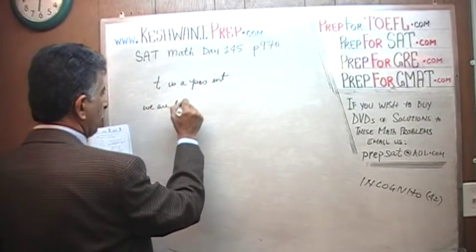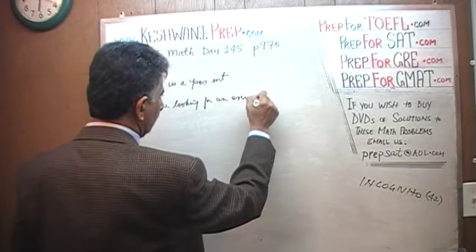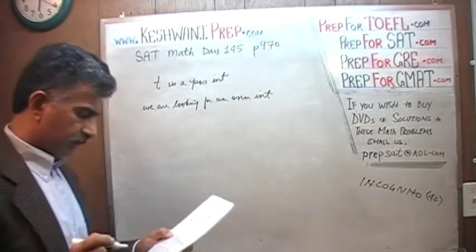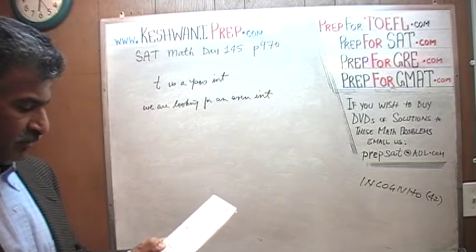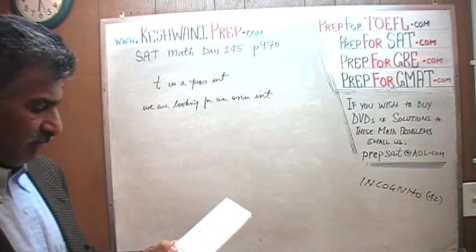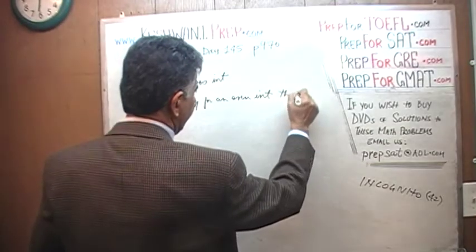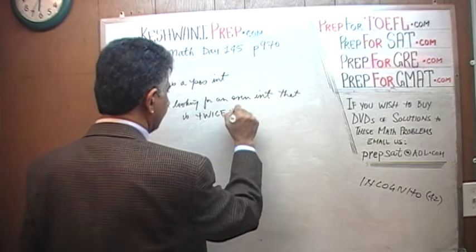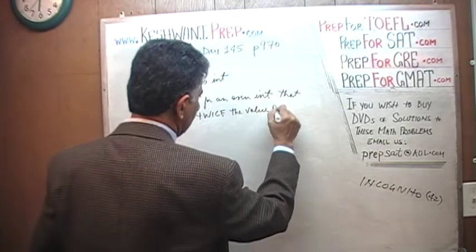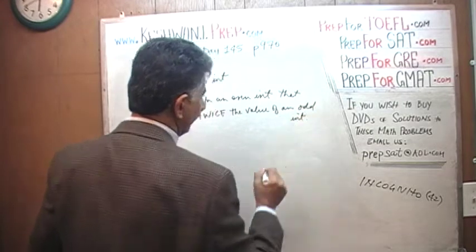We are looking for an even integer that we are told is twice the value of an odd integer. An even integer that is twice the value of an odd integer. Strange. That's what we are looking for.